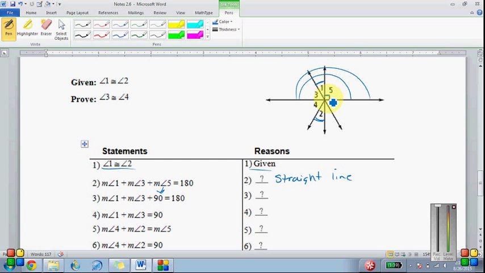We said, well, this little square right here tells us that angle 5 is a right angle, so I'm just substituting that value in. The measure of angle 5, I know that that's equal to 90, so I'm just substituting that. Substitution. Then I've got measure of angle 1 plus measure of angle 3 equals 90. So I took this 90 right here, and I subtracted it from both sides. It's just subtraction.